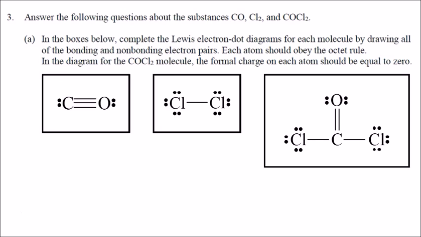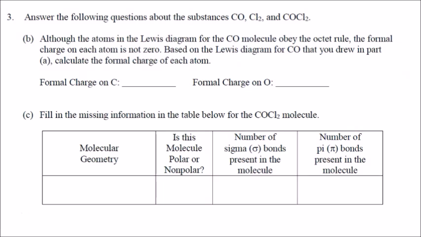Now, on to part B. Although the atoms in the Lewis diagram for the CO molecule obey the octet rule, the formal charge on each atom is not 0. So for the carbon, it's going to be 4 minus 5. That's negative 1 on the carbon. And for the oxygen, it's going to be 6 minus 5, that's positive 1.